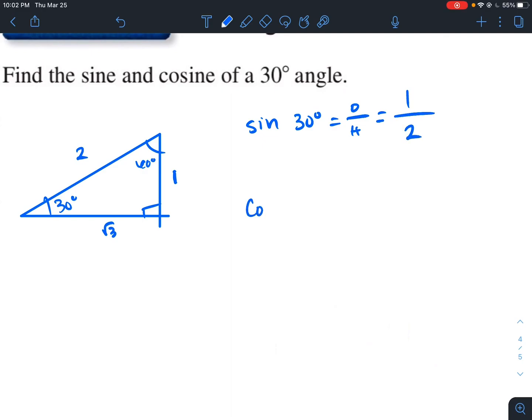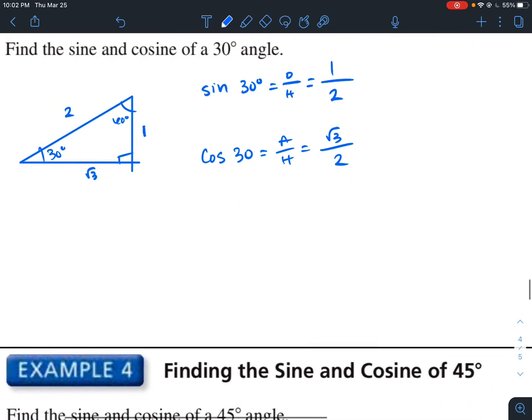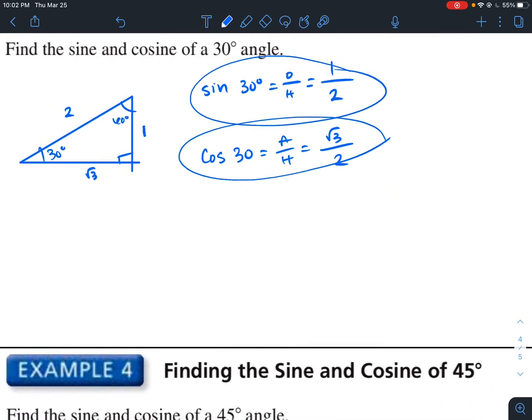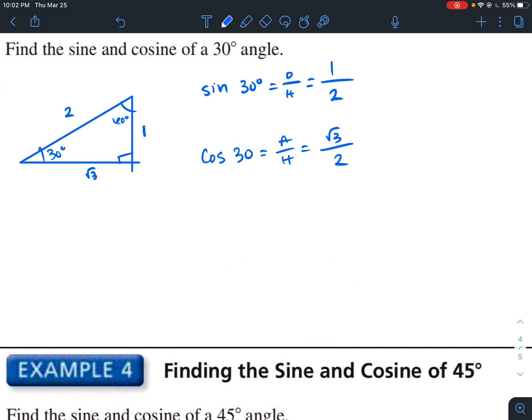Now, cosine of angle 30 is equal to the adjacent side over the hypotenuse, and adjacent to 30 degrees is the square root of 3, and the hypotenuse is 2. So these are the ratios. I want to do one more example of a 30, 60, 90 triangle to talk about what I was saying earlier.